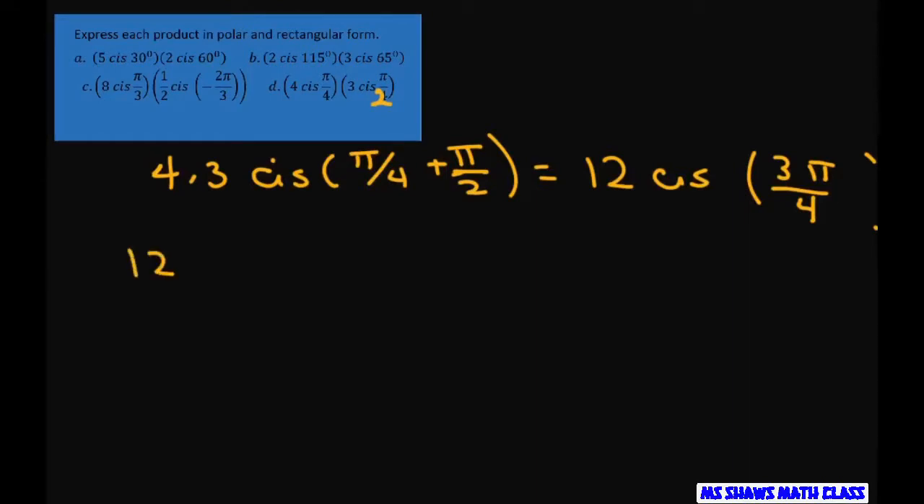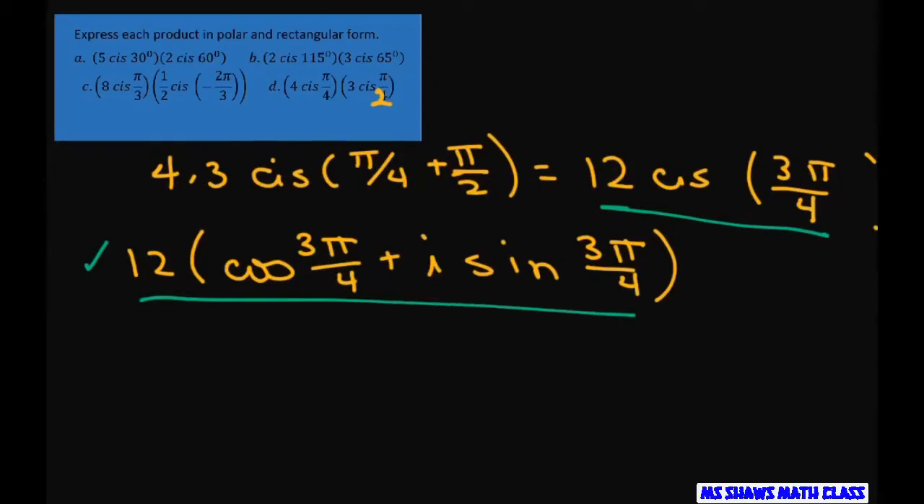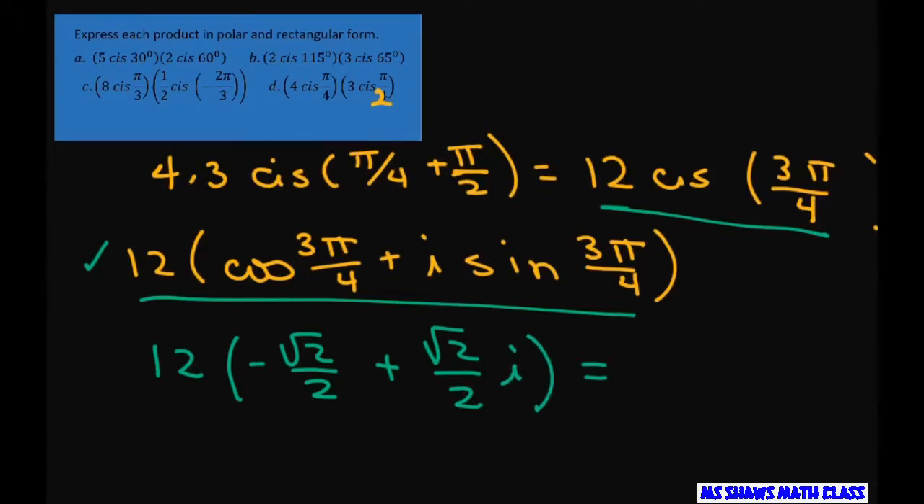So that gives you 12 cosine of 3 pi over 4 plus I sine of 3 pi divided by 4. Now, that's your polar form. This is expanded so we can do rectangular form. This gives you 12 times negative square root of 2 divided by 2 plus square root of 2 divided by 2 i. And distributing, you're going to get negative 6 square root of 2 plus 6i square root of 2.